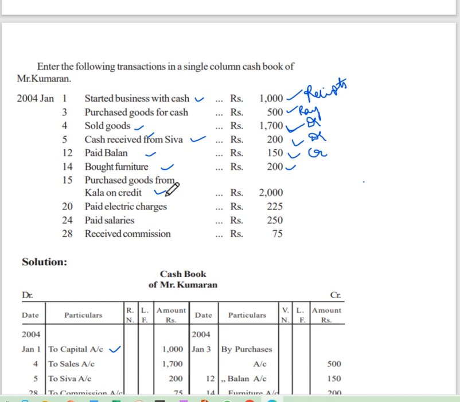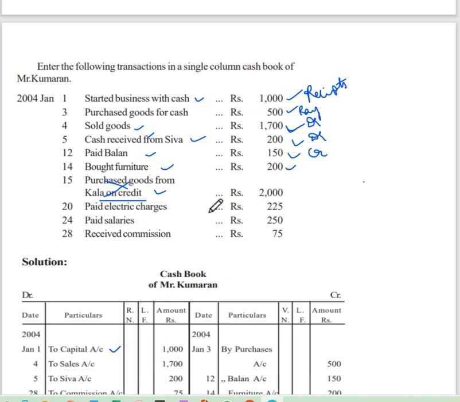Purchase goods from Kala on credit. Are we going to record this transaction? No, we must not, because this is a credit transaction. This is a credit transaction that should be recorded in the purchase books when we are preparing subsidiary books.